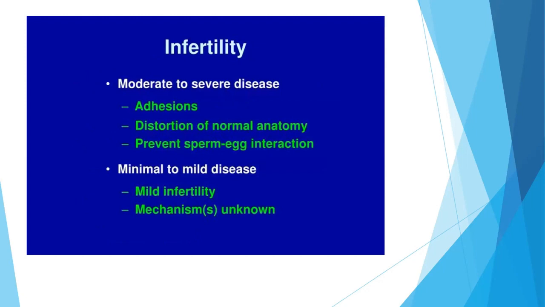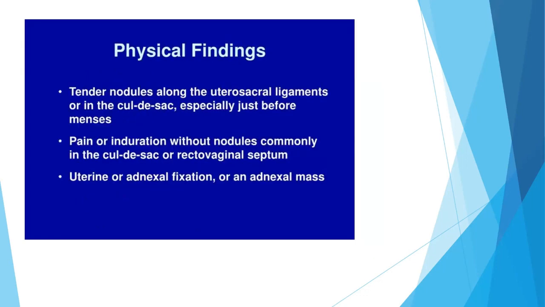Infertility is also one of the most common complaints. It may be due to adhesions, distortion of normal anatomy, or prevention of sperm-egg interaction. In minimal to mild disease, there may be mild infertility, and the mechanisms are unknown.